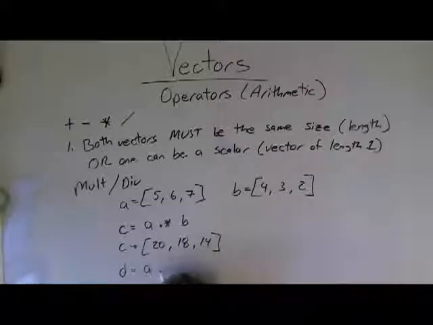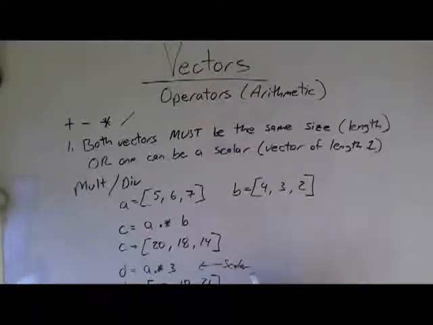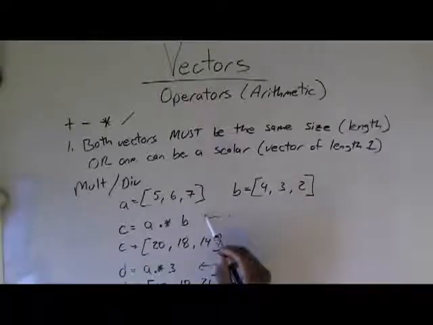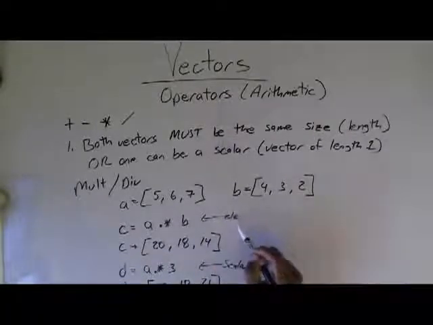If we did A times 3, that would work. But just so that you're getting in the habit, go ahead and put that dot in there. It doesn't hurt anything, and that way you'll get in the habit of using it. So now D is going to be the vector 5 times 3, which is 15, 6 times 3, which is 18, and 7 times 3, which is 21. So you get element by element for the scalar here, and then this is element by element here.